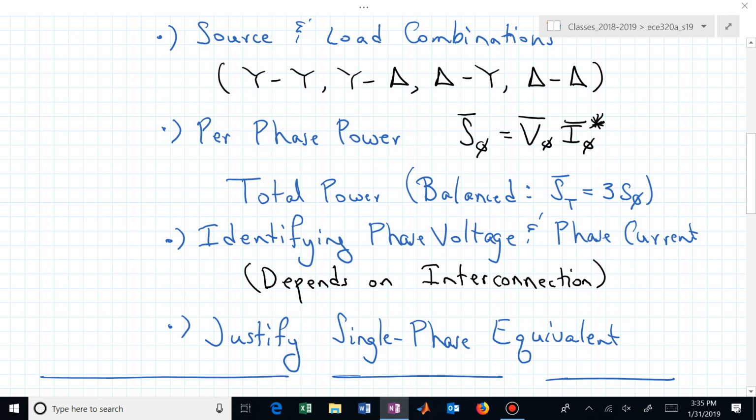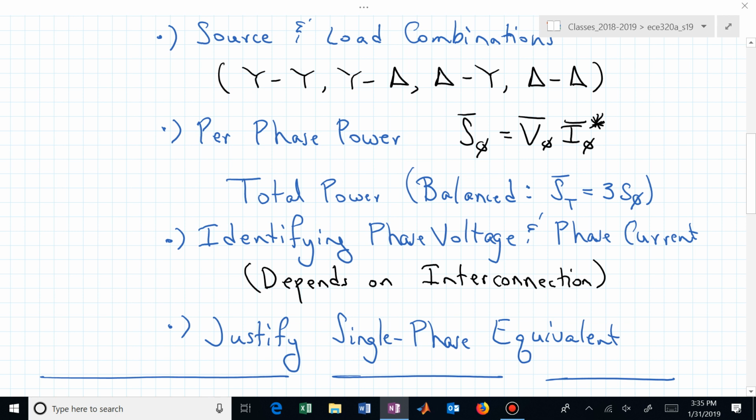Then if our system is balanced, that means all 3 phases look the same in terms of complex power, and we can simply multiply that per phase power by 3. And that gives us our total complex power of that, let's say, interconnected load, interconnected source, depends on what we're interested in.